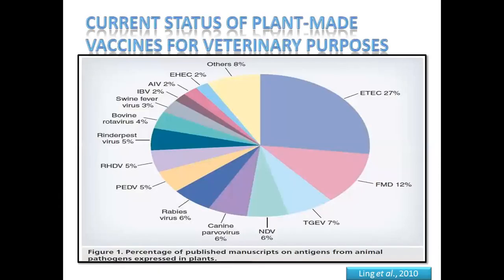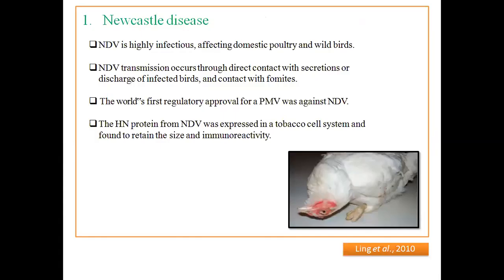And this is the current status of plant-made vaccines for veterinary purposes. This is the pie diagram. And here you can see the Newcastle disease, which is a very common disease affecting poultry and wild birds. So NDV transmission occurs through direct contact with the secretions or discharge of infected birds and contact with fomites. So the world's first regulatory approval for PMV was against NDV. The HN protein from NDV was expressed in tobacco cell system and found to retain its size and immunoreactivity.